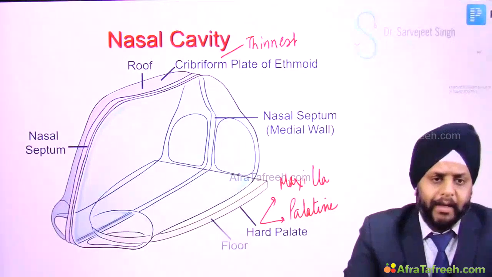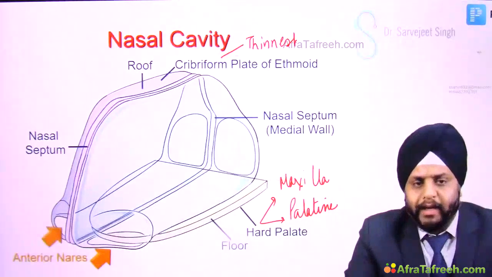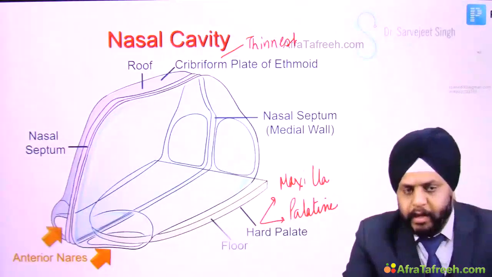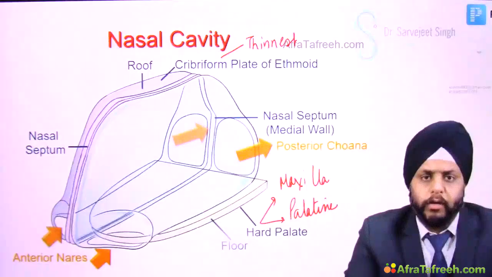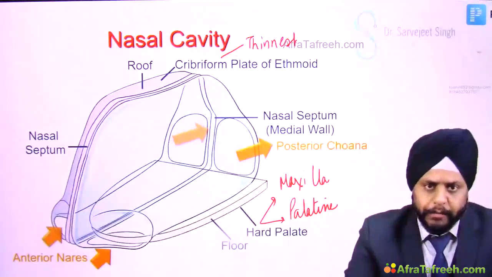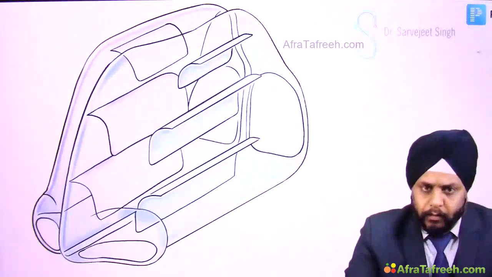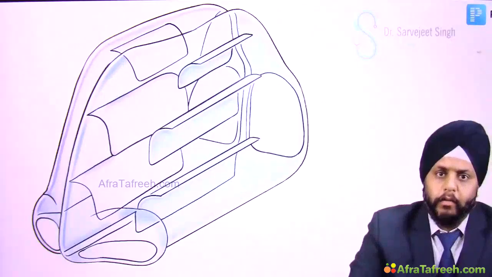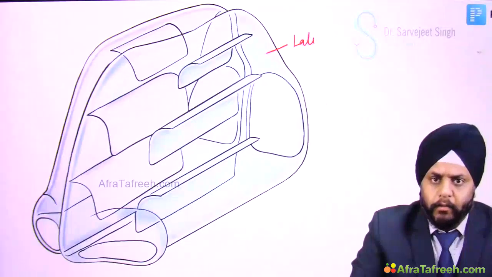Now remember, each cavity has an anterior opening which we call anterior nares. Similarly, each cavity also has a posterior opening which is known as posterior choana. All right, let's have a look at this wall. Which wall? The lateral wall. So we have seen the different walls. Let's look at this lateral wall.